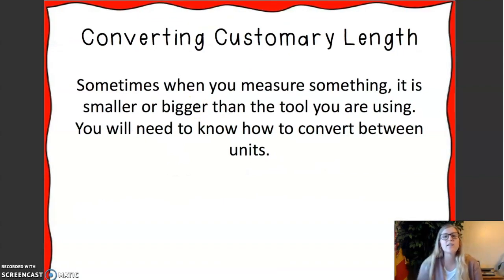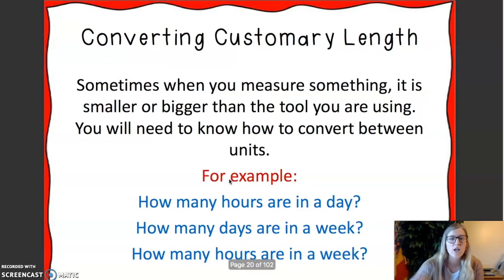Okay, converting customary length. Sometimes when you measure something, it is smaller or bigger than the tool you are using. You will need to know how to convert between the units. Convert means to change.